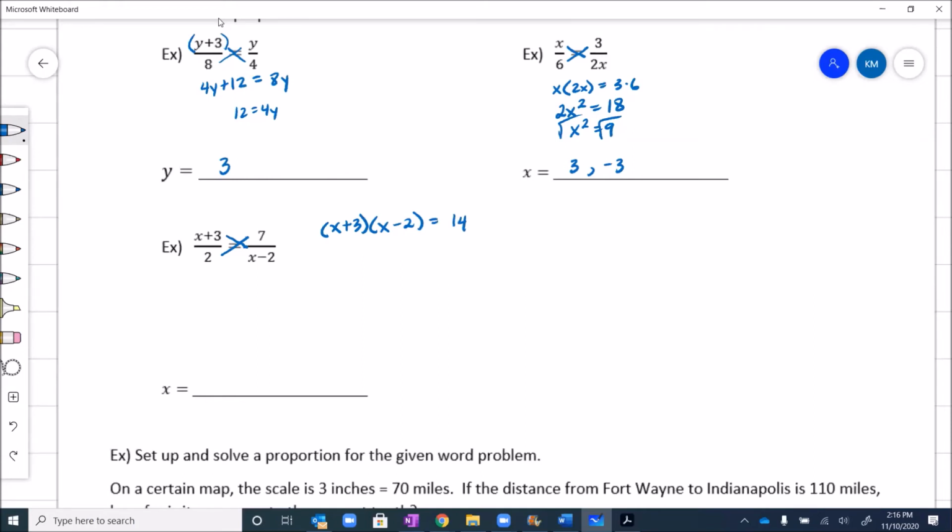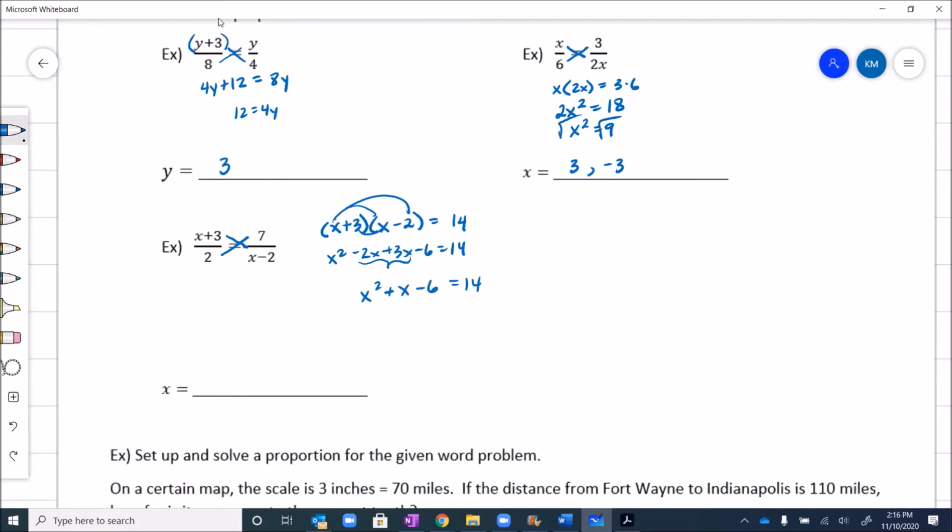Okay, so I'll have to FOIL. X times x is x squared. X times negative 2 is negative 2x. 3 times x is 3x. 3 times negative 2 is negative 6. Combine my like terms here. I get x squared plus x minus 6 equals 14.